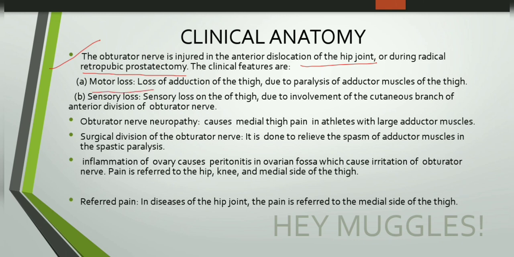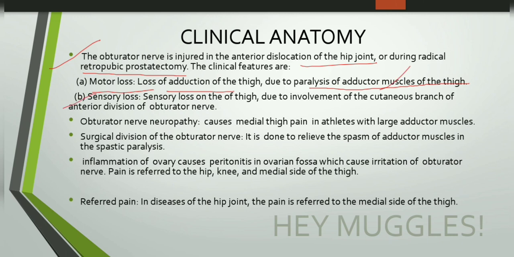There would be motor loss due to paralysis of the adductor muscles of the thigh, due to which there would be loss of adduction of the thigh. Your obturator nerve is the main nerve of the adductor compartment of your thigh, and it supplies the adductor muscles. So if the obturator nerve is damaged, there would be paralysis of your adductor muscles.